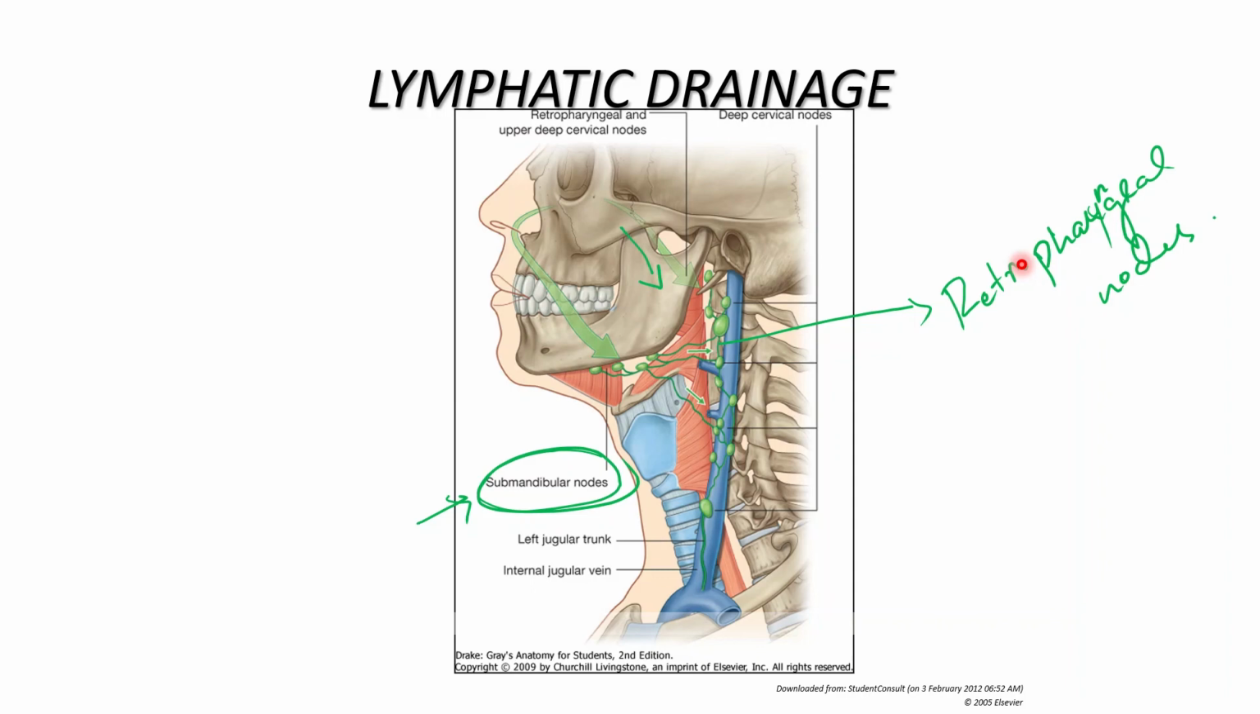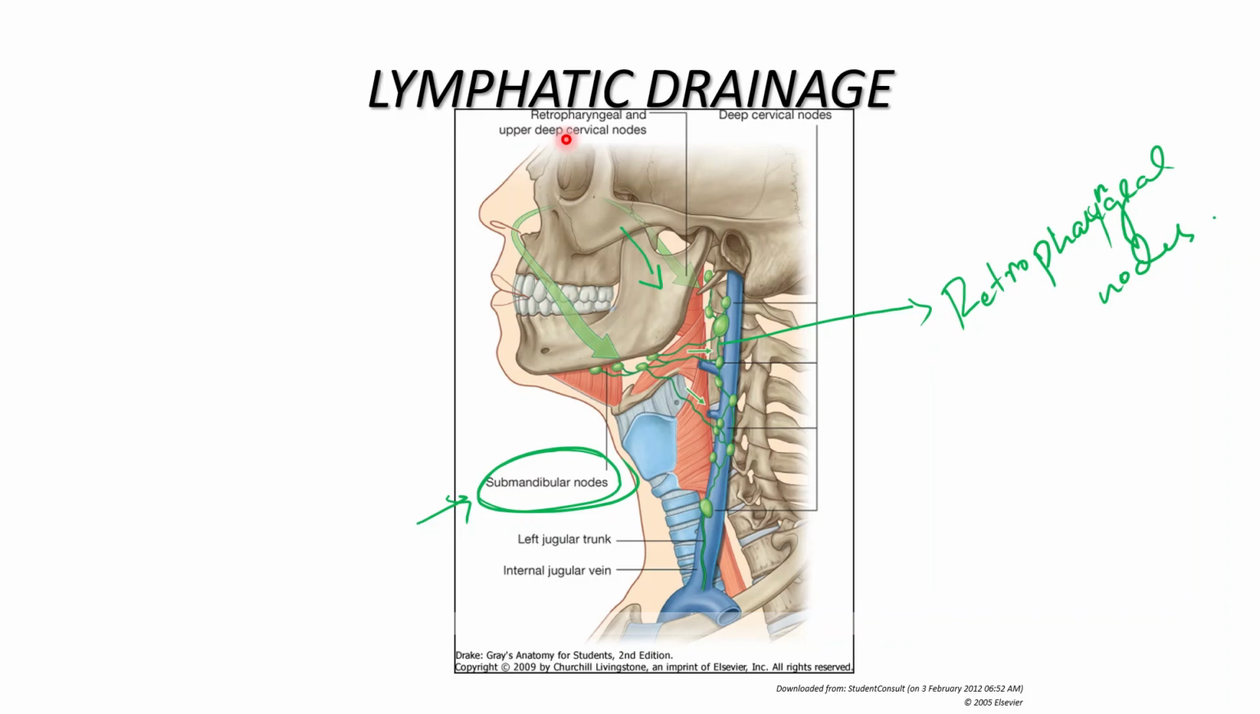From the roof of the nasal septum, a few lymphatics accompany the olfactory nerves along the perineural sheath and drain into the CSF of the subarachnoid space. So this is about the lymphatic drainage of the nasal septum. So this is all about the nasal septum.